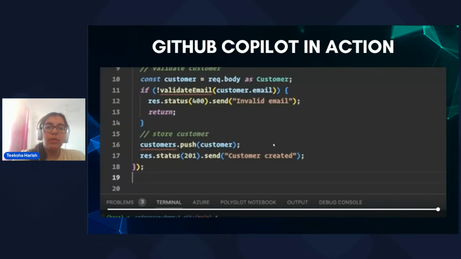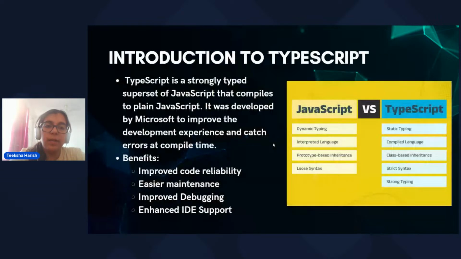Now, coming on to what is TypeScript. TypeScript is a strongly typed superset of JavaScript that compiles to plain JavaScript. And it was developed by Microsoft to improve the development experience and catch errors at compile time. So basically, TypeScript can't be run directly on the browser or in Node. First of all, it is compiled to a JavaScript file, and then it is run on the browser or using Node. So that is one thing.